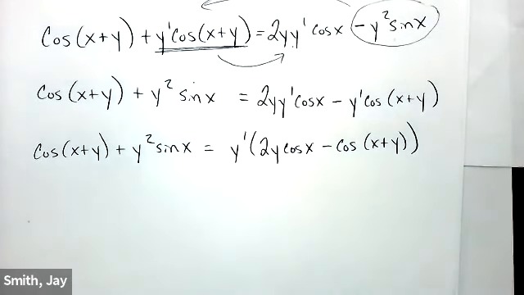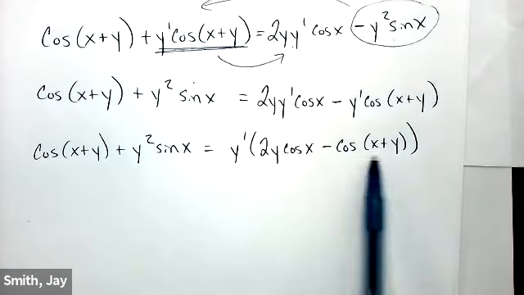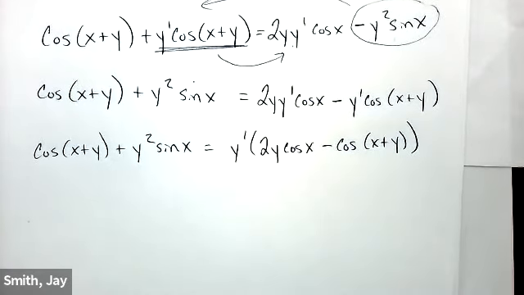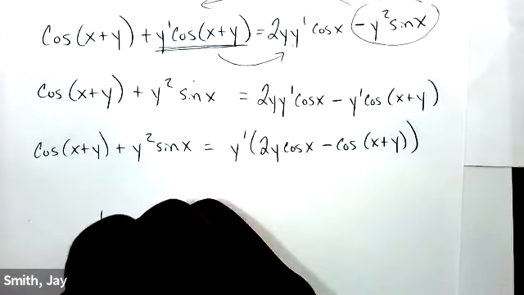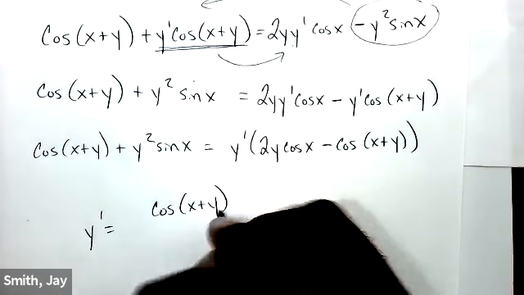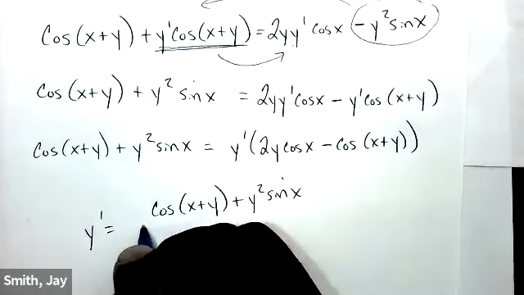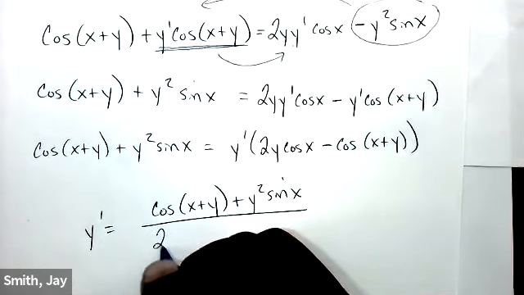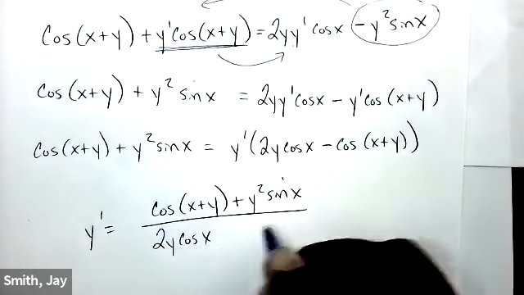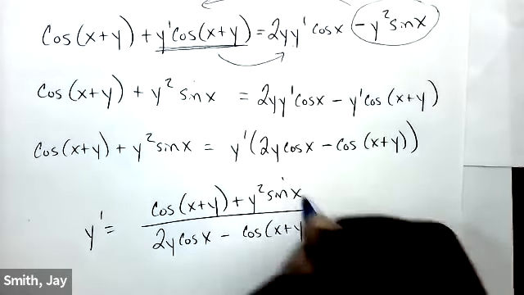And now I just need to divide by the coefficient, that 2y cosine x minus cosine of x plus y. This is why I'm getting the y prime by itself. So y prime will be equal to the cosine of x plus y plus y squared sine x divided by 2y cosine x minus the cosine of x plus y.